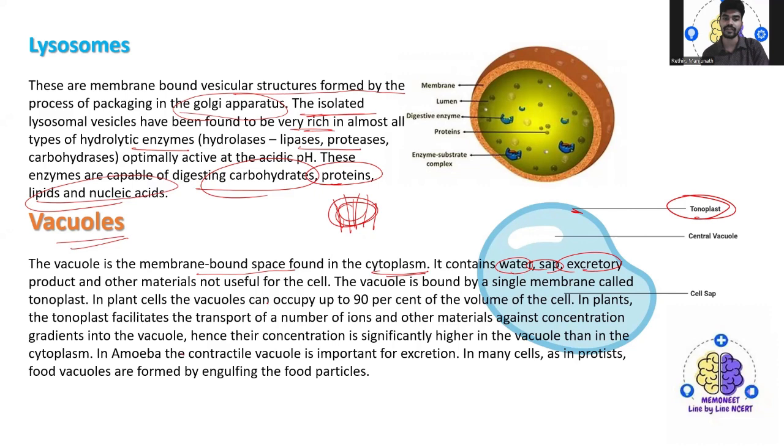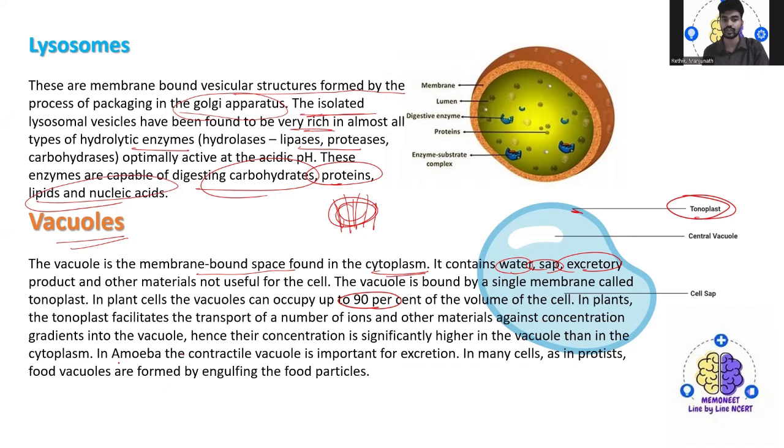In plant cells, the vacuoles can occupy up to 90% of the volume of the cell. In plants, the tonoplast facilitates the transport of a number of ions and other materials against the concentration gradient into the vacuole. Therefore, the concentration will obviously be significantly higher in the vacuole than in the cytoplasm.